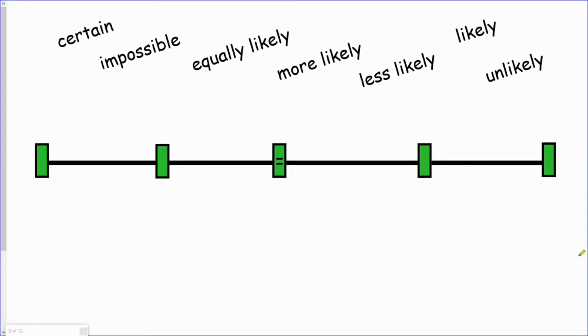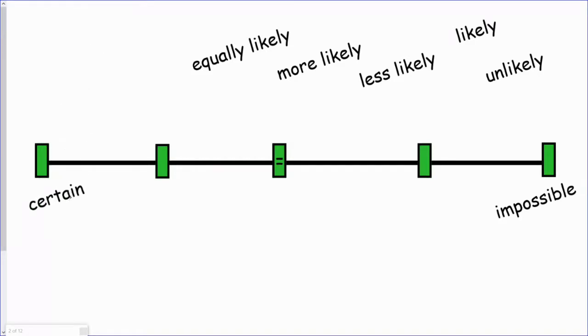I'm going to start with some that hopefully you remember. For example, impossible means it can't happen. It is impossible. I'm going to put that at this end of the line. This is the can't end of the line. Certain is the opposite of impossible, and it means it is definitely going to happen.